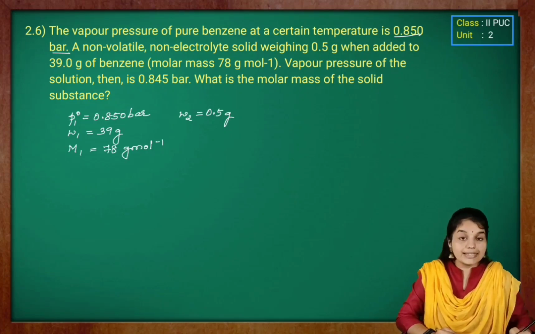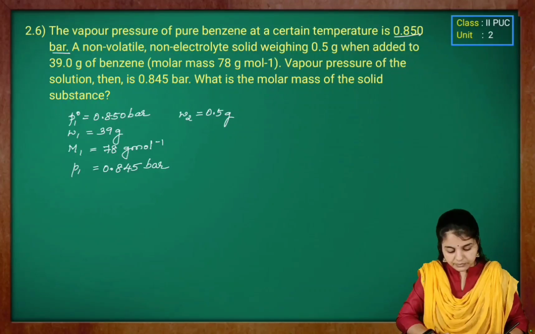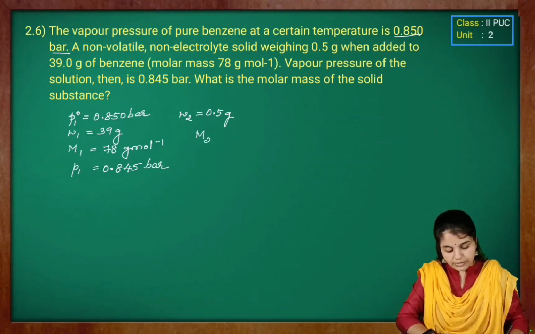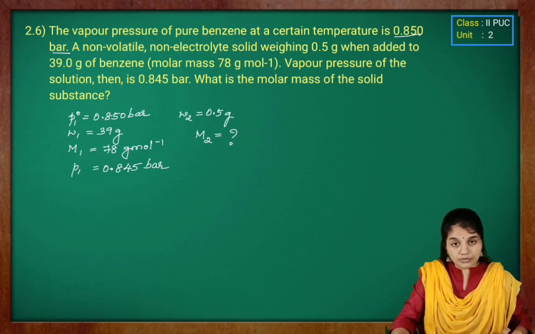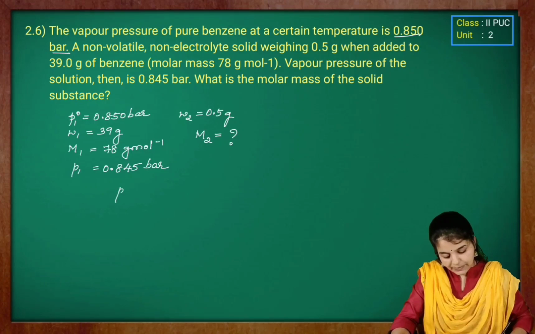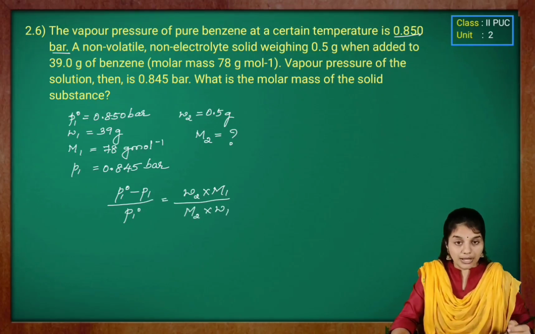The vapor pressure of the solution then decreases to 0.845 bar. So let me denote this as P1, equal to 0.845 bar. Now they have asked us to calculate the molar mass of the solid substance, meaning M2 is what we have to calculate. Here we observe that after adding the solute, the vapor pressure of the solution has decreased. So we can make use of the formula of relative lowering of vapor pressure. P1 naught minus P1 divided by P1 naught is equal to W2 into M1 divided by M2 into W1. M2 is what we have to calculate.